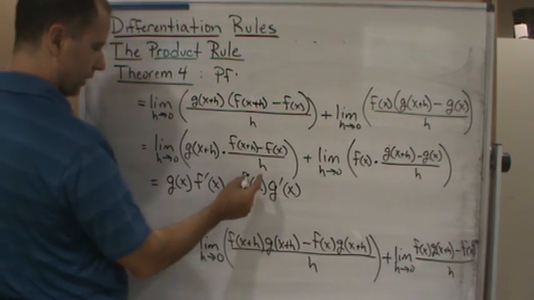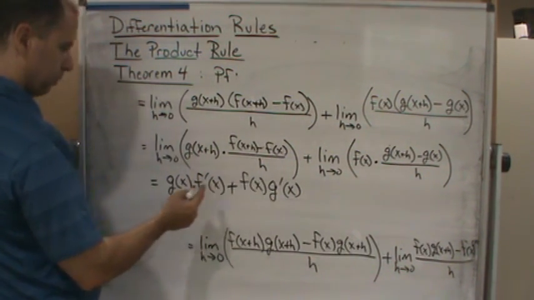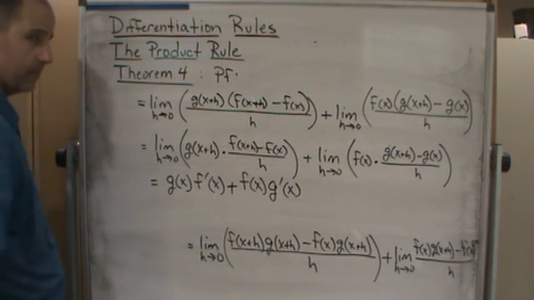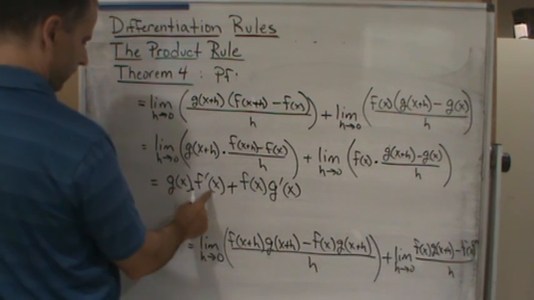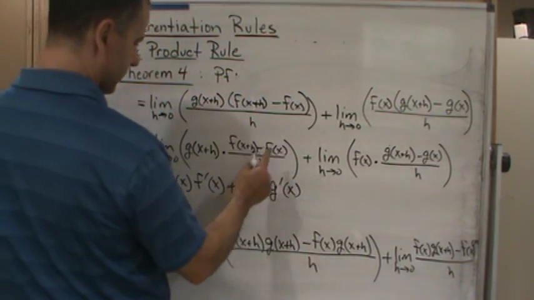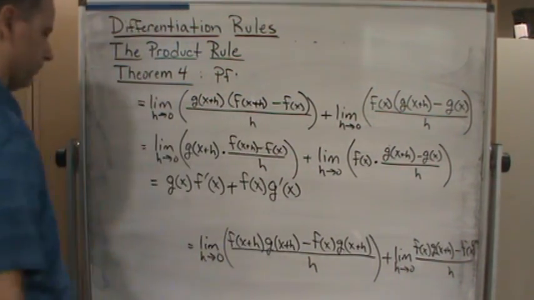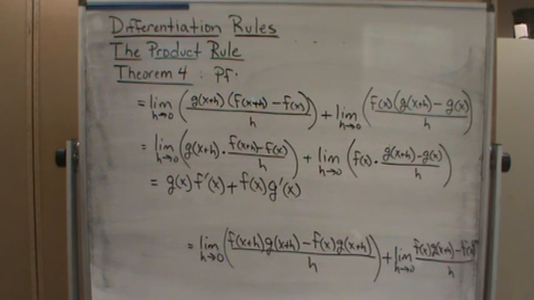So we can switch these and we get the first times the derivative of the second plus the second times the derivative of the first. Or, same thing, the derivative of the first times the second plus the derivative of the second times the first. However you want to say it, it's the same thing.